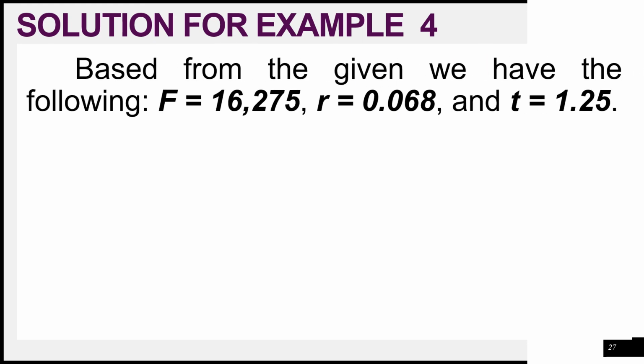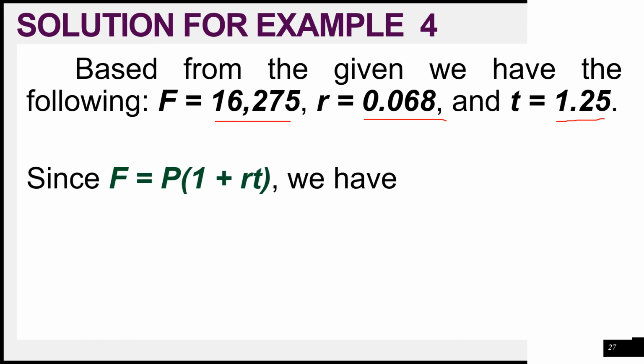Here's the solution for example number 4. Based from the given, we have the following. Future value is 16,275. Our rate, which we converted from 6.8%, is 0.068. And the term which we converted from 15 months is 1.25 years. Since the future value is equal to P times 1 plus RT, then we have this formula. The principal is equal to the future value divided by 1 plus the rate times the term.